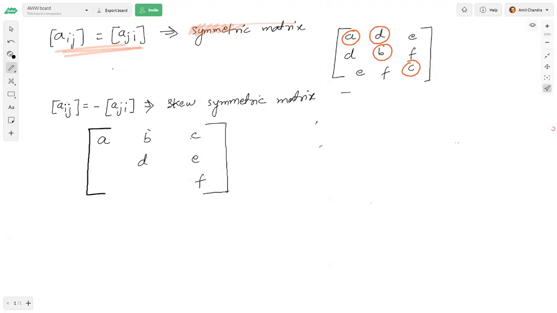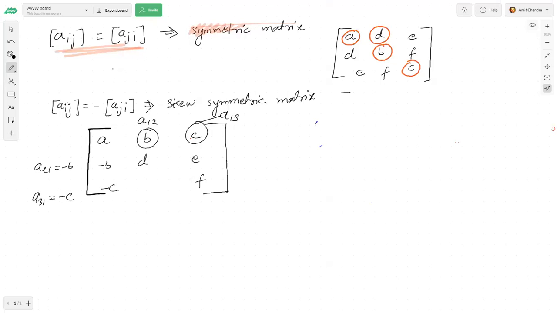So if I have written B here, because this is A12, A12 is B, so A21 will be minus B. So here the element will be minus B, right? If A13 is C, then A31 will be minus of C. So here I will simply substitute minus C. And if here it is C, here it will be minus C.